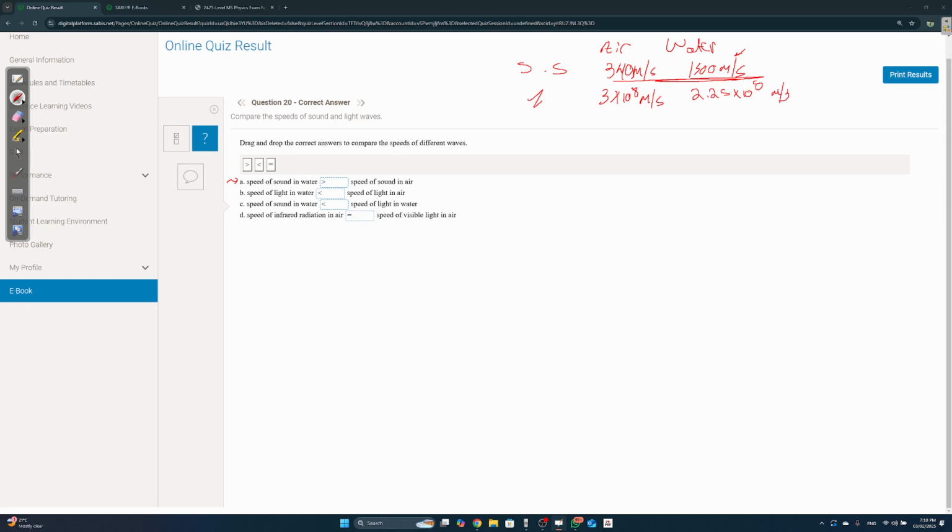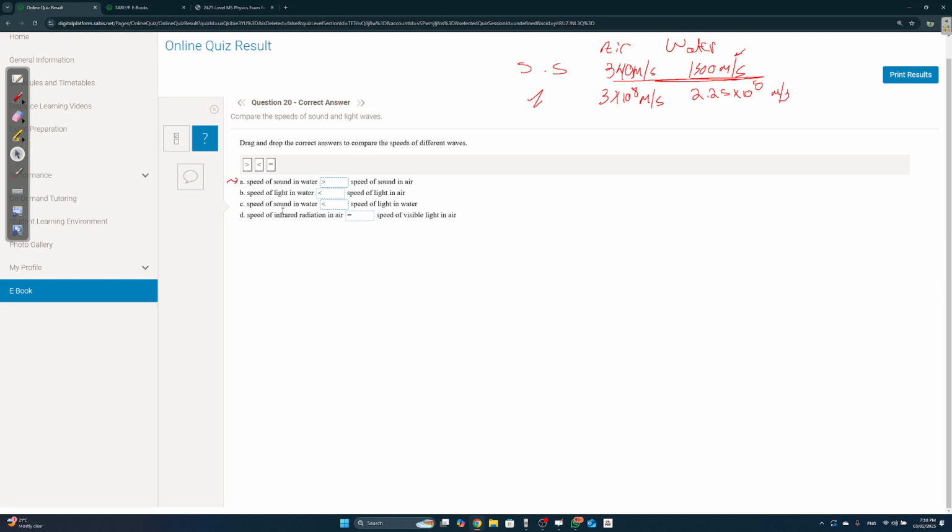So speed of sound in water is actually the opposite. It's faster in water. Speed of light in water is less than speed of light in air. See, so it's the opposite. Speed of sound in water is less than speed of light in water. Obviously, light is always going to be faster than sound, whatever you do. And speed of infrared radiation in air, speed of visible light in air.